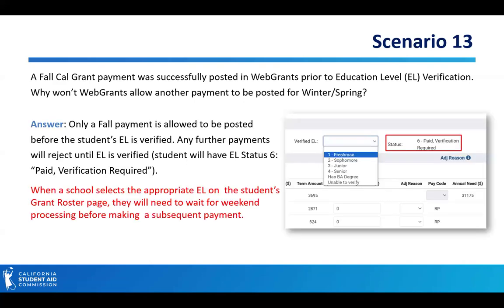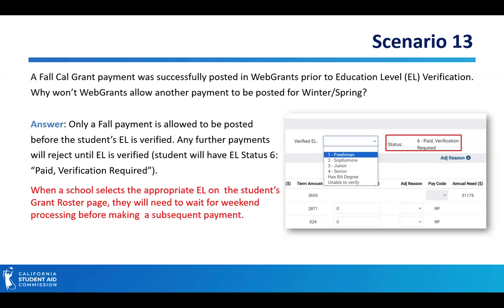In this case, when education level verification is required, our system will allow a payment for the first term, the fall term, but only that term before it will force you to do that verification. Because remember earlier, that verification is closely tied to the number of years of eligibility for that student's award.